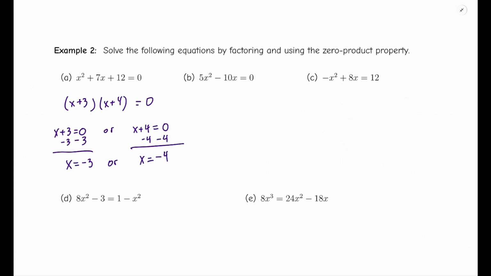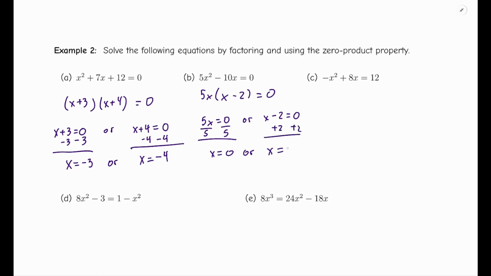Part B, 5x squared minus 10x equals 0. I'm going to factor out the GCF of 5x, get x minus 2. And then by the zero product property, that implies 5x equals 0, or x minus 2 equals 0. Divide by 5, we get x equals 0, or add 2, x equals 2.